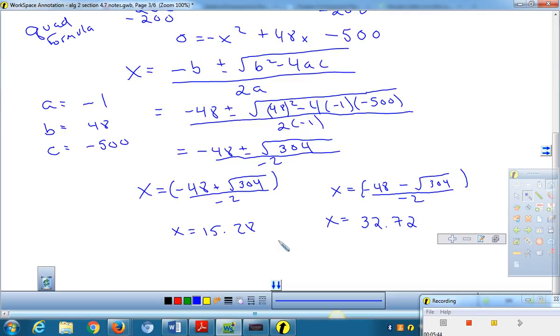So what is the least amount in charge? The least amount is the smaller of the two, 15.28. Any questions on that? Okay? All right. Let's move on.